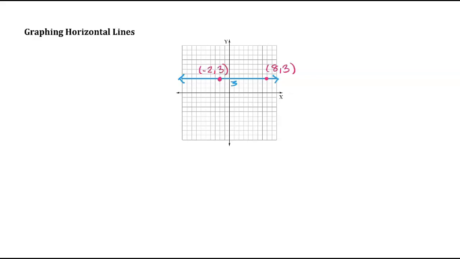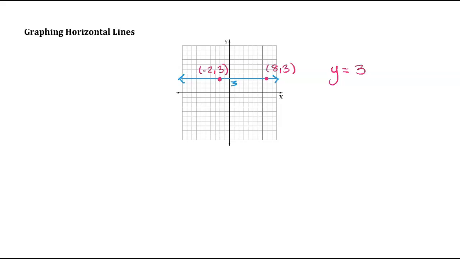No matter what point we look at on this line, it's always going to have a y value of 3, no matter what the x value is. So the equation of this line is y equals 3. The x values can be anything, and no matter what they are, y is always 3.